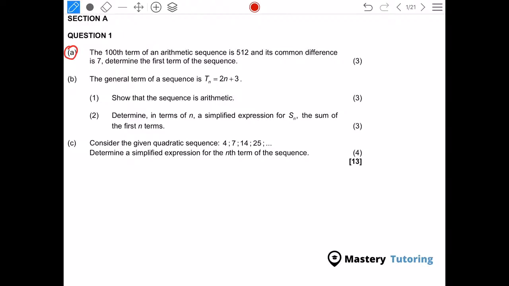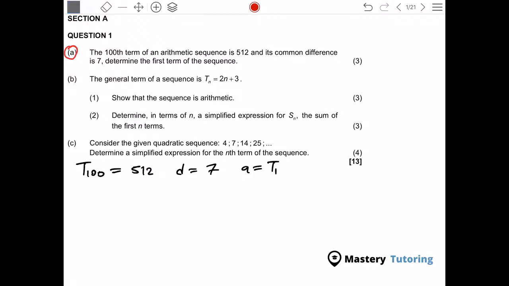So we have this question paper and then question one. This is paper one, 2018 paper one. Question one says the 100th term of an arithmetic sequence is 512 and its common difference is 7. Determine the first term of the sequence. We're required to find the first term. We are given the 100th term, so T100 equals 512, the common difference D is 7, and we're required to find A, which is the same as term number 1.